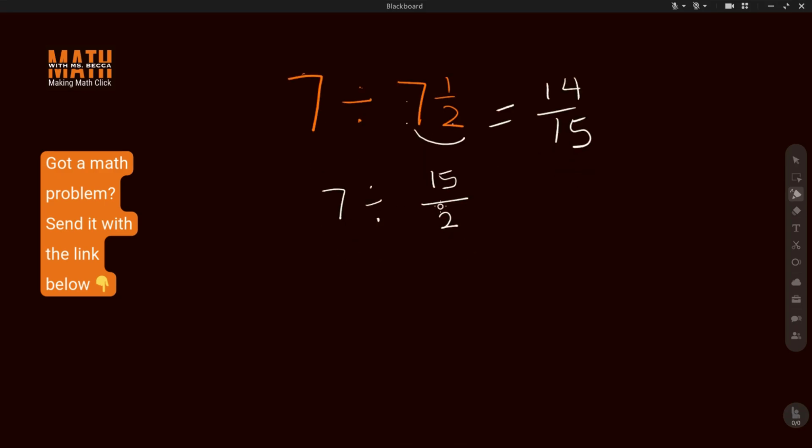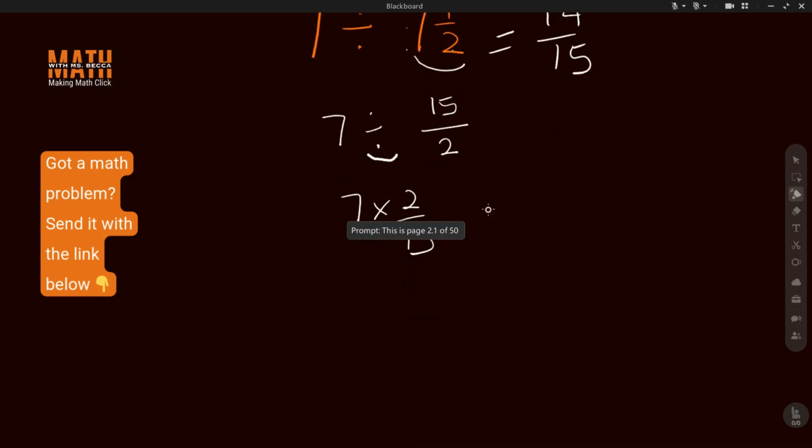Then we change this division into multiplication so that we have 7 times 2 over 15, and 7 times 2 is 14. So we have 14 over 15.